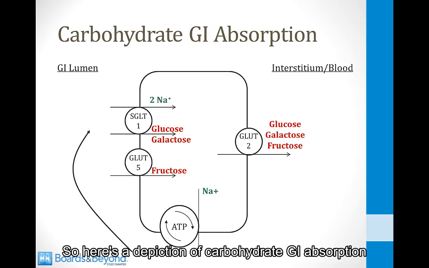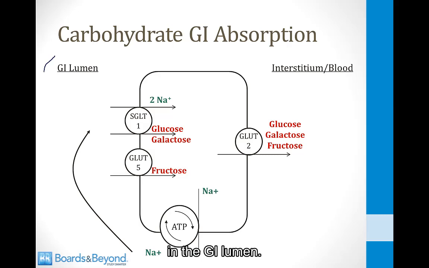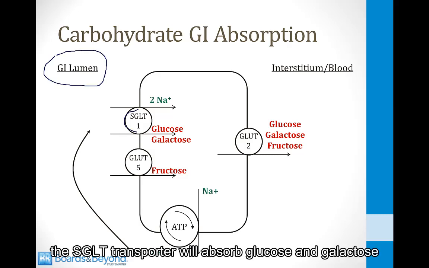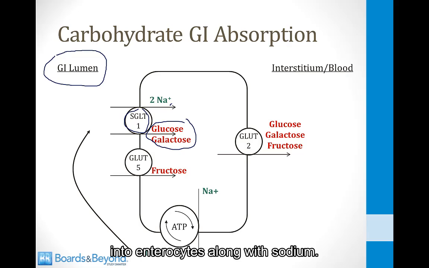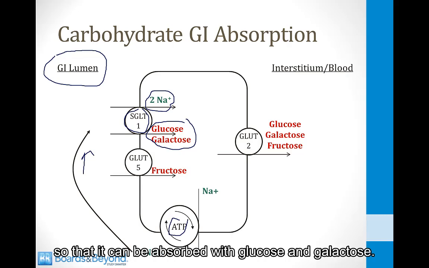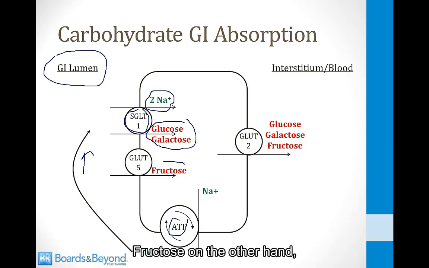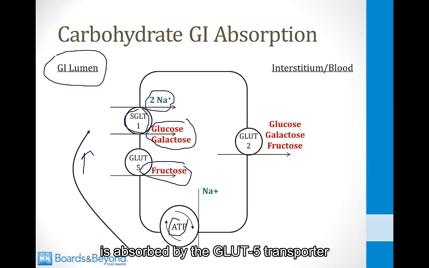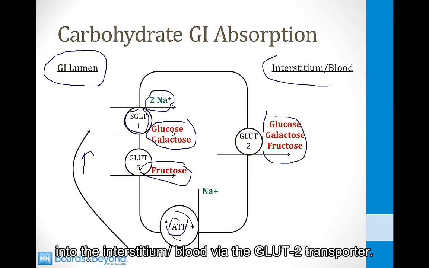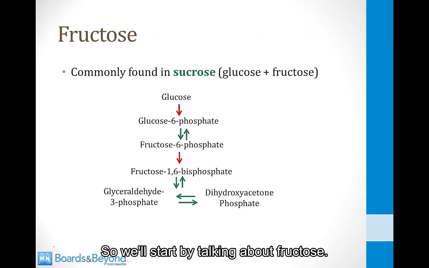So here's a depiction of carbohydrate GI absorption. In the GI lumen, you have monosaccharides coming from the diet. The SGLT transporter will absorb glucose and galactose into enterocytes along with sodium. And there is a sodium ATP pump keeping the sodium level high out here so that it can be absorbed with glucose and galactose. Fructose, on the other hand, is absorbed by the GLUT5 transporter. And then all three monosaccharides go at the back of the cell into the interstitium in blood via the GLUT2 transporter. So we'll start by talking about fructose.